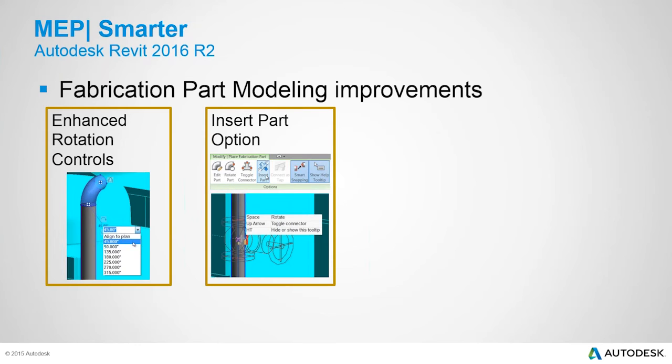Another option that's been improved is the insert part option. Now this command makes it easy to place inline parts such as valves, dampers and tees into existing runs of straight segments. You can now more easily place tees and valves and dampers directly into model runs. It enables you to model fabrication level detail parts a lot more efficiently with the inline part placement tool.